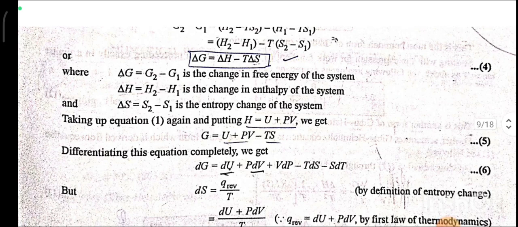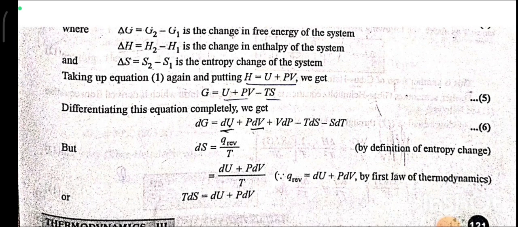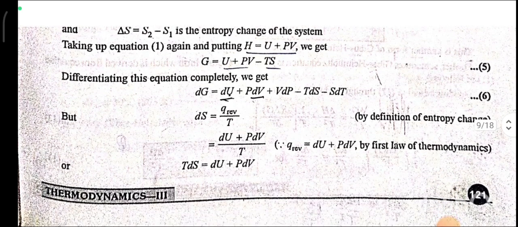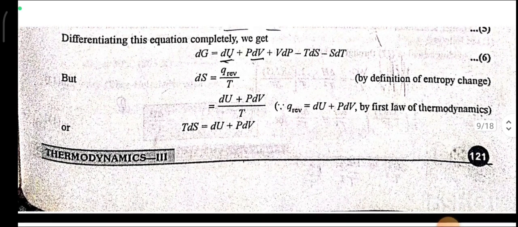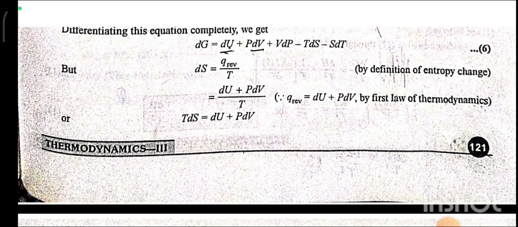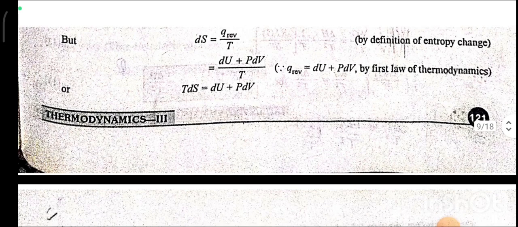Taking up equation number 1 again, putting H is equal to U plus PV, we get G is equal to U plus PV minus TS. Differentiating this equation completely, dG is equal to dU plus PdV plus VdP minus TdS minus SdT. dS is equal to q reversible upon T. By the first law of thermodynamics, q reversible is equal to dU plus PdV, so TdS is equal to dU plus PdV. Substituting this value in equation number 6, we get dG is equal to VdP minus SdT.